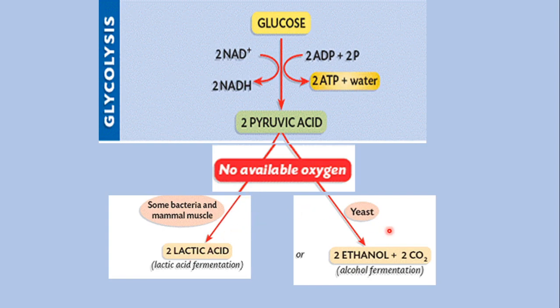And in microorganisms like yeast, if oxygen is absent, then the pyruvic acid molecules will get converted to ethanol and carbon dioxide. Also, some minimal amount of energy will be yielded. That is possible in the presence of alcohol dehydrogenase, the enzyme responsible for this particular reaction. This is known as fermentation. In the absence of oxygen, the pyruvic acid is converted to lactic acid or ethanol.